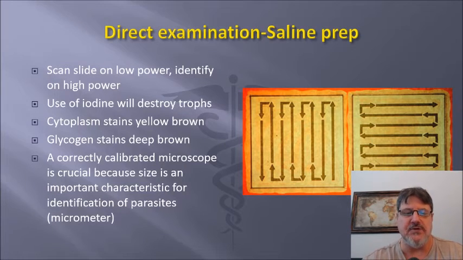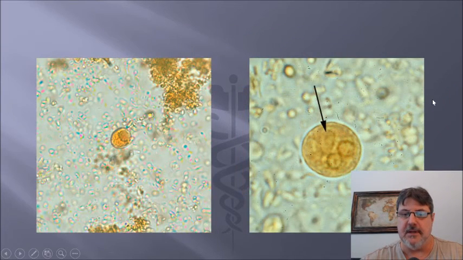And you always want to use a micrometer on your microscope so you can measure the size of the parasite. And here's a couple examples. On this side, it looks like an Entamoeba, and you can see how the iodine is accentuating the peripheral chromatin here on the nuclei. And on the one on the left, you can see how the glycogen vacuole, this Iodamoeba, is staining a darker brown color.